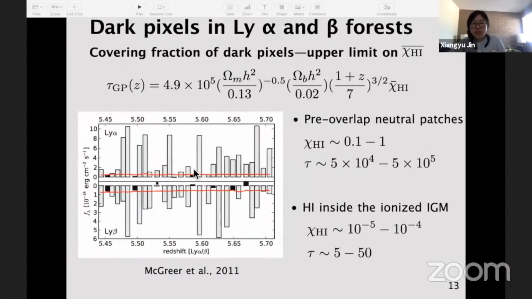So for this dark pixel, it's intrinsically caused by neutral hydrogen. Neutral hydrogen intrinsically has zero flux, right? But there might be two scenarios corresponding to these dark pixels in the observed spectra, and they're associated with quite different neutral hydrogen fractions. So when we observe a dark pixel, we don't know whether that's 100% neutral or something else. So we can only use this to put an upper limit on hydrogen. I hope this answers your question.